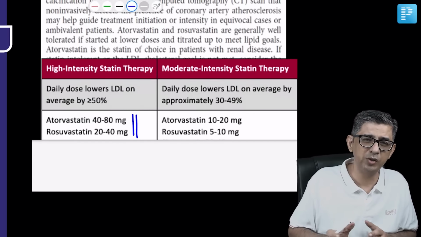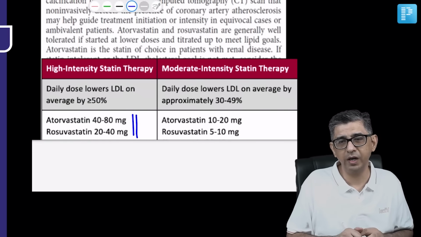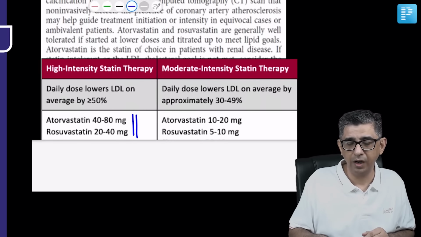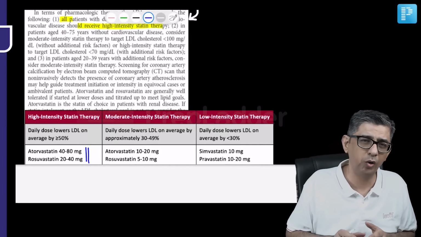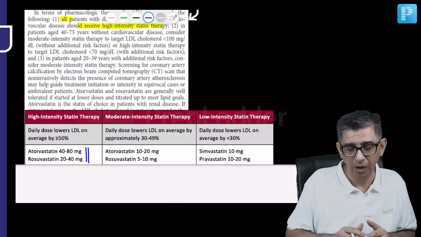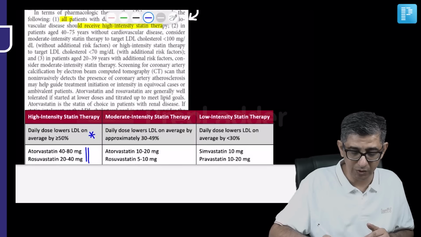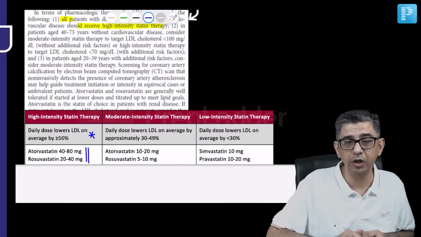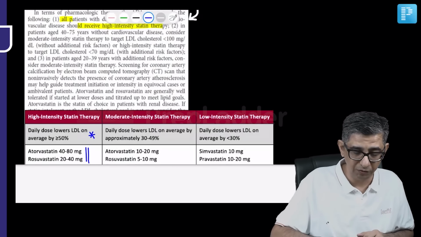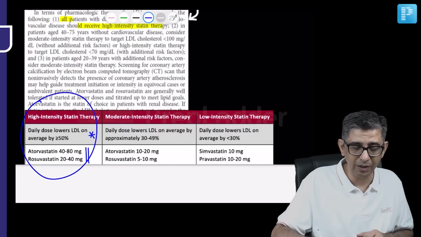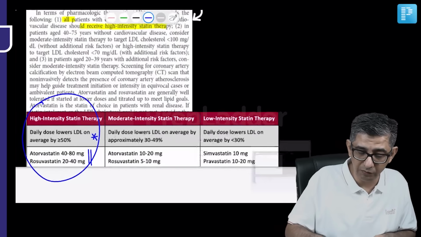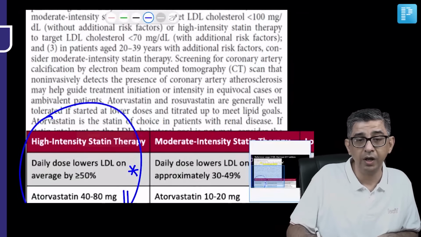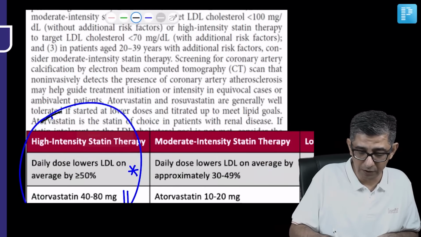Moderate intensity statins would be causing a lowering of the value by about 30 to 49%. And if you are going to be using low intensity statins in some patients, then they would lower LDL by approximately 30%. I would like a good response, because the target LDL that you want in a diabetic should be less than 70. So if I want to give high intensity statin in a diabetic, yes, it is atorvastatin which is usually recommended. And even if there is a kidney involvement, one more statement, atorvastatin, I'll just remove the blue marking from here.